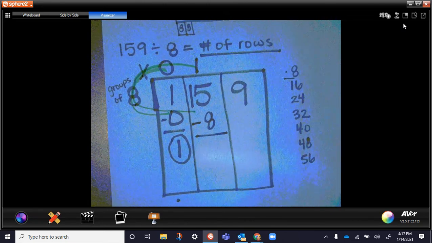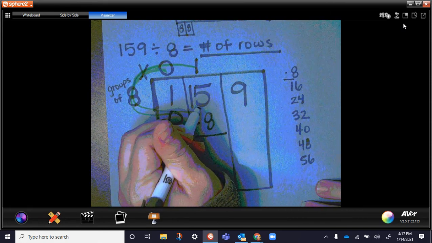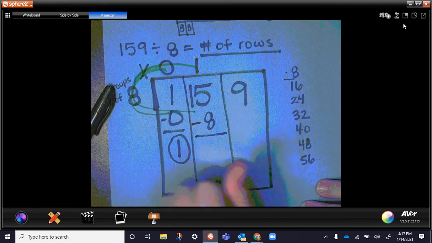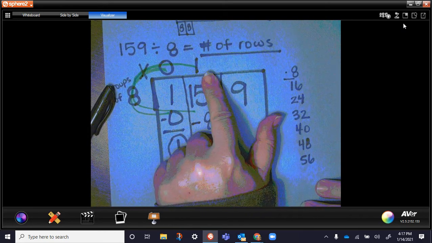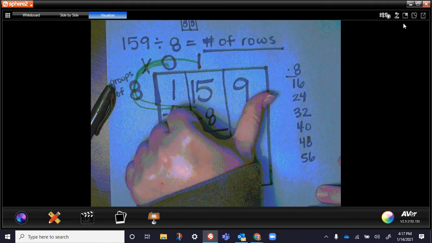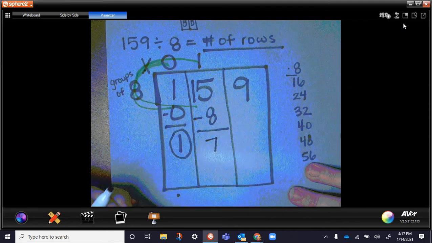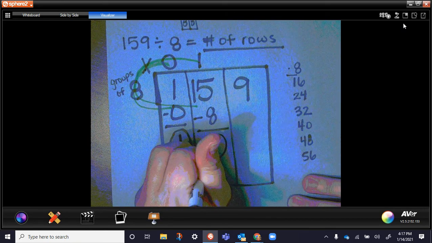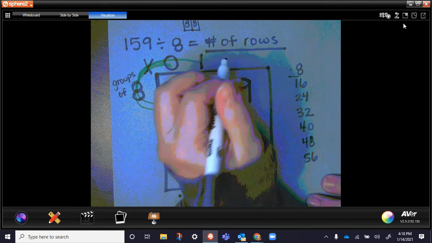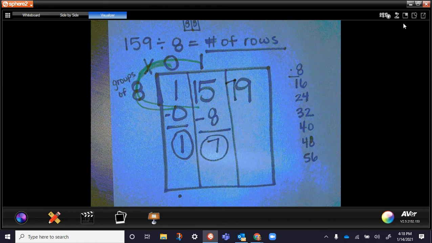And 15 minus 8, I'm not going to do a bunch of regrouping and all that. I want you to take 8, put 8 in your head, and then just count on with your fingers. So 9, 10, 11, 12, 13, 14, 15. So that's 7. Then I want you to circle that 7. And I want you to think, okay, that's what was left over, so I have to move that leftover to the next box. And now I have 79.